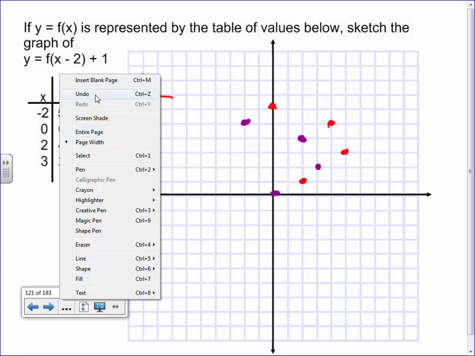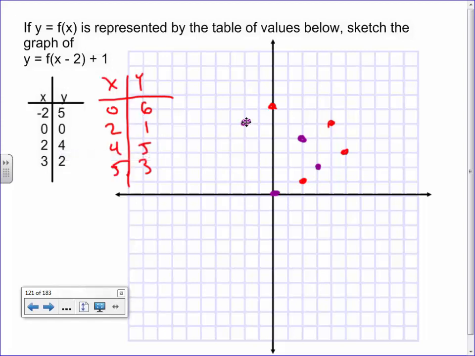If my smartboard will let me, try this. Hopefully, I was hoping all 4 of these would go together as 1. If I could pick up all 4 of these points all together and move them over and up, they should be on top of each other.